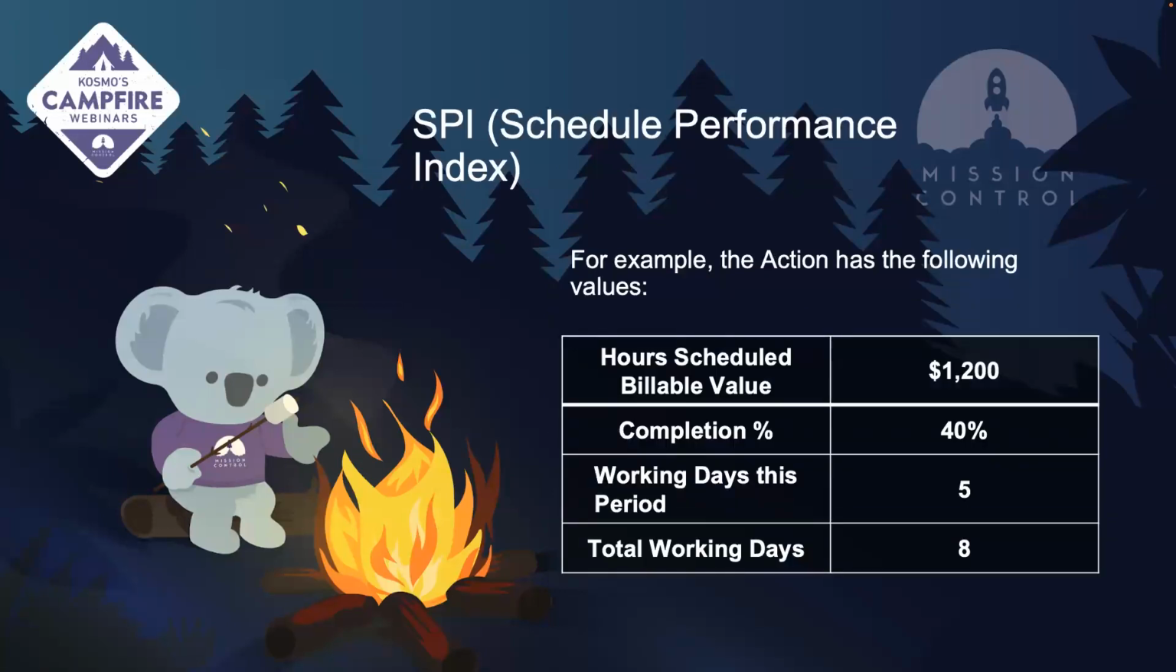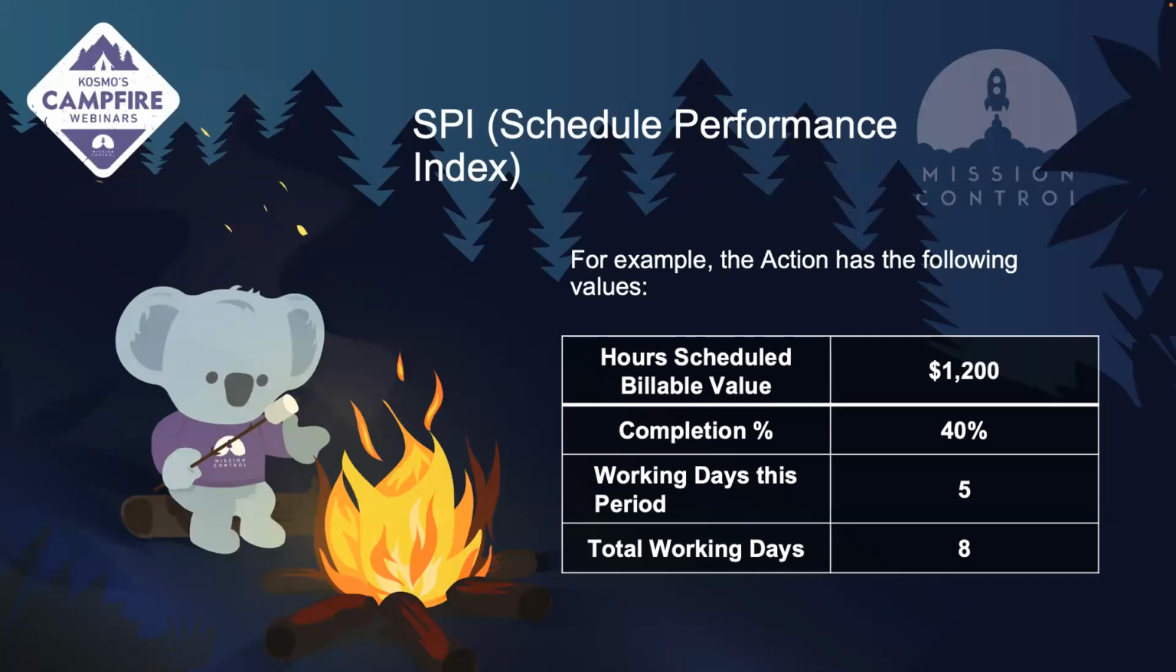So in this SPI calculation, we're going to take a look at an action that has the same amount of scheduled value, 1,200, and a completion percentage of 40%. But this time we're taking a look at the working days. So the working days in the period that is being evaluated, so the week, divided by the total working days for this action.